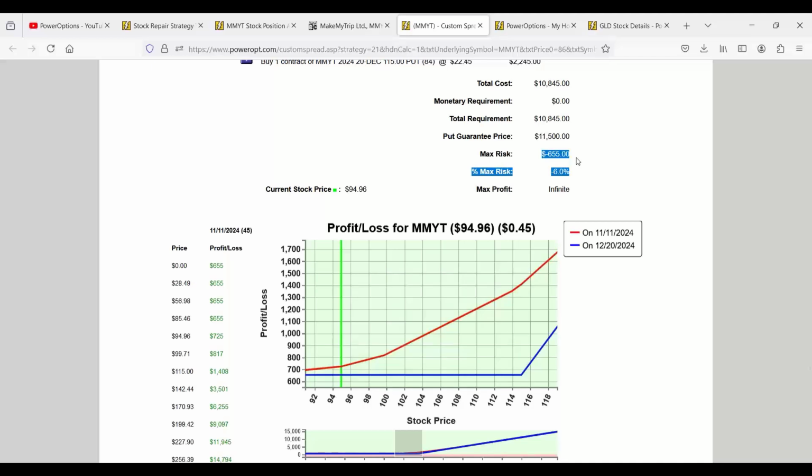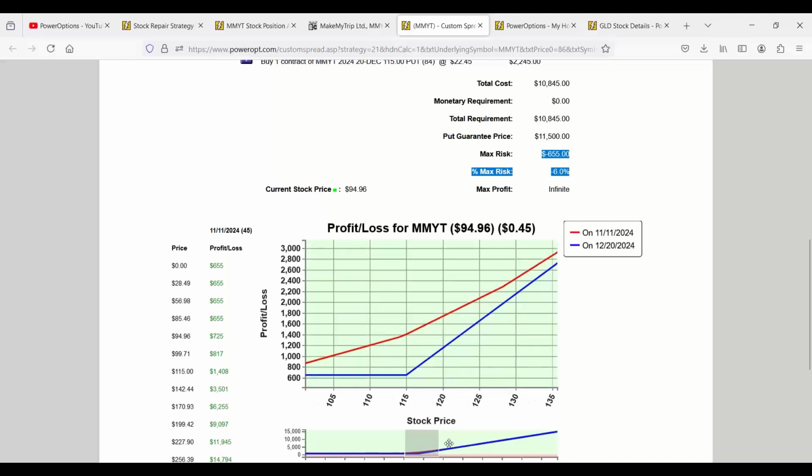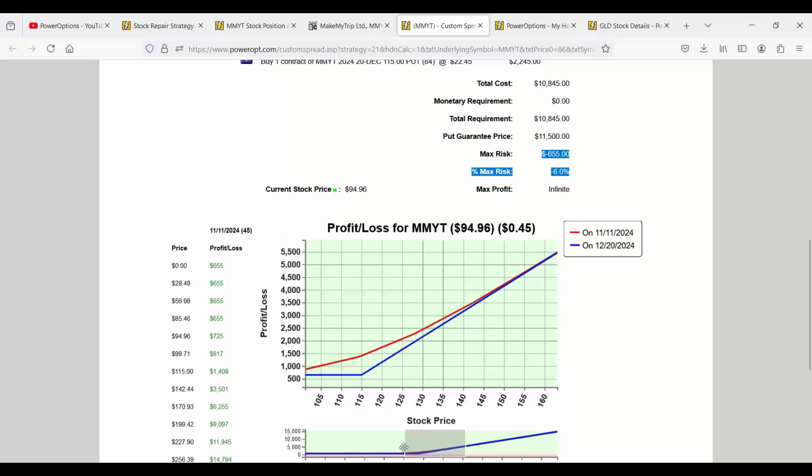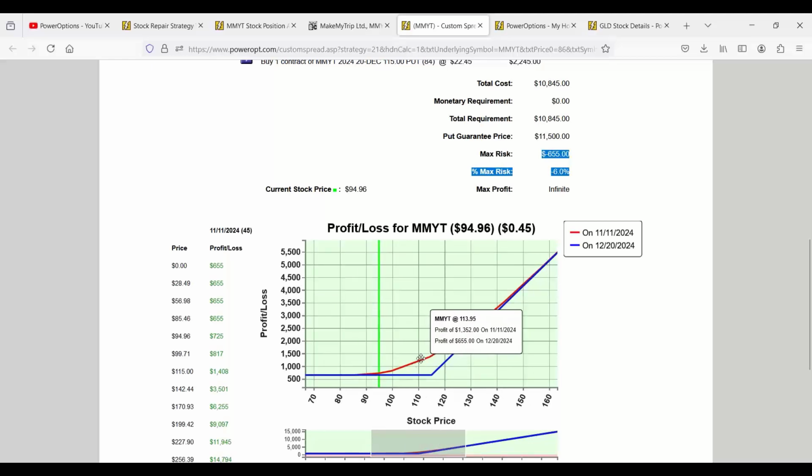Guaranteed a profit even in the worst case scenario if MMYT drops down to $60 per share of 655 or 6%. And I still have unlimited upside if the stock continues to move in the desired direction that I expected, that it recovers back up to 110, 111, 120, 130. I can still see more profit.